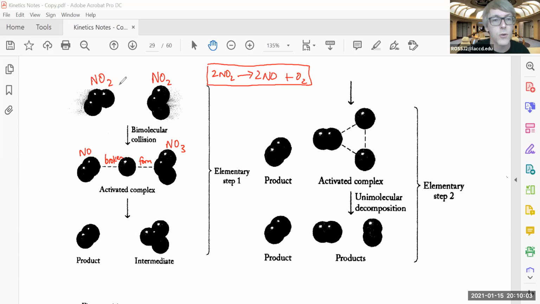So one of the NO2s is going to lose one of its O's to form NO. The other NO2 is going to gain the O to form NO3. But this would be the activated complex, the double dagger that we see here at the top of the activation energy. So this activated complex is symbolized by a double dagger. And then eventually we get product and intermediate.